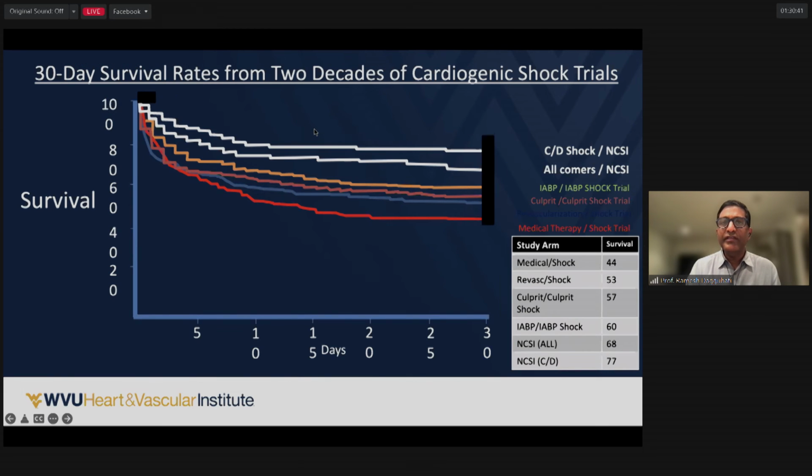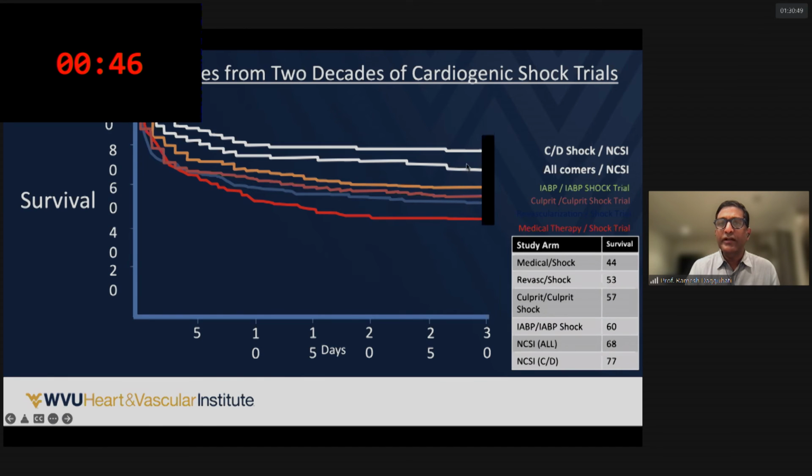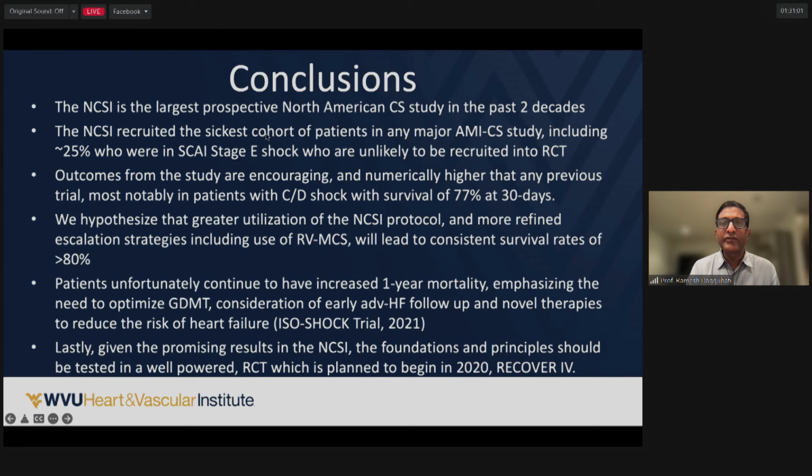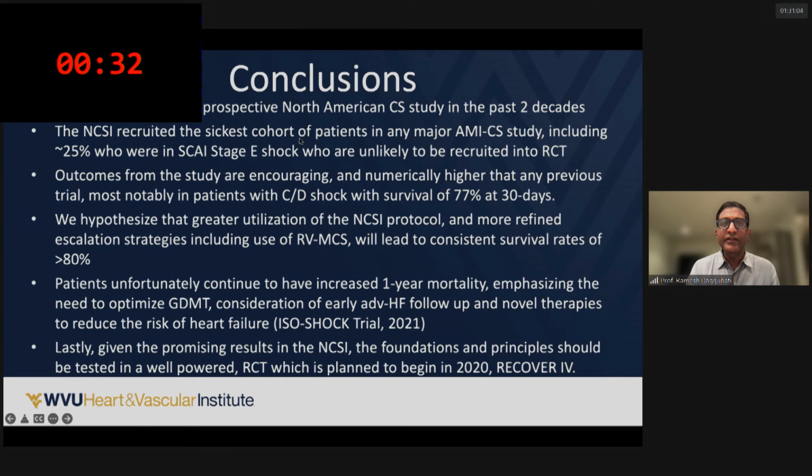The 30-day survival rates from 2 decades of cardiogenic shock trials showed that the National Cardiogenic Shock Initiative stage C and D and all comers did much better than the IABP-SHOCK 2 trial, CULPRIT-SHOCK trials, or medical therapy in the SHOCK trial itself. The National Cardiogenic Shock Initiative is the largest prospective North American cardiogenic shock study in the past 2 decades, recruited the sickest cohort who are unlikely to be recruited into any randomized controlled trial. Still, the survival of 77% at 30 days was much better in stage C and D shock.